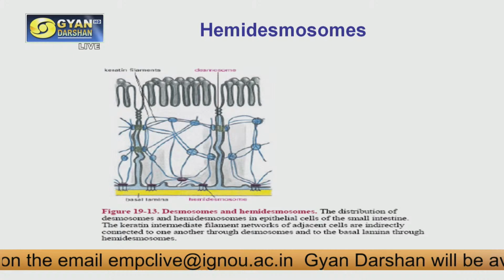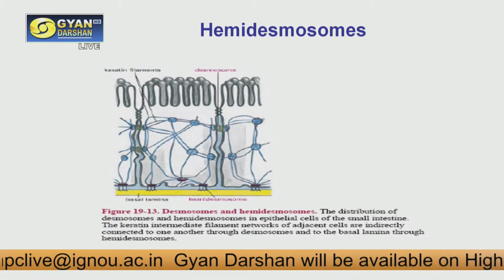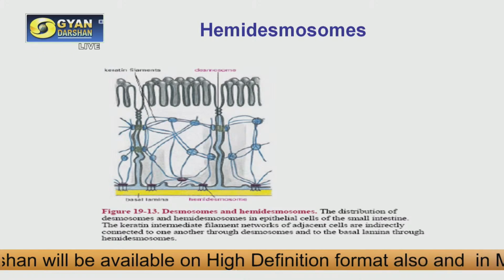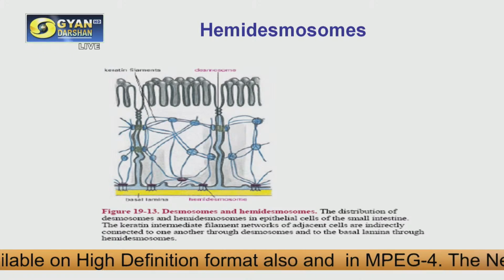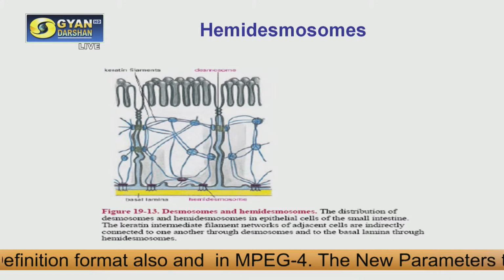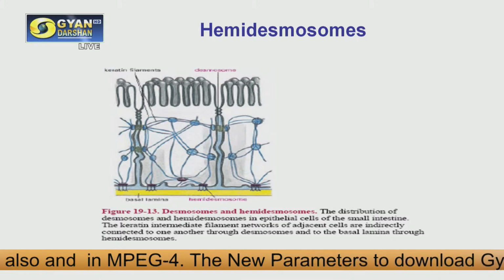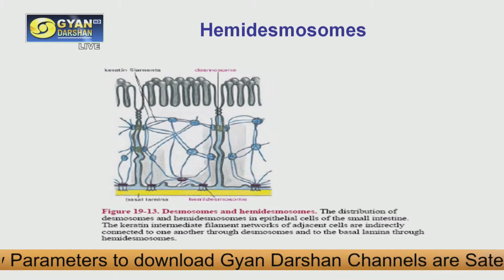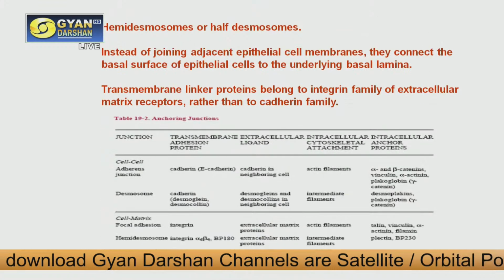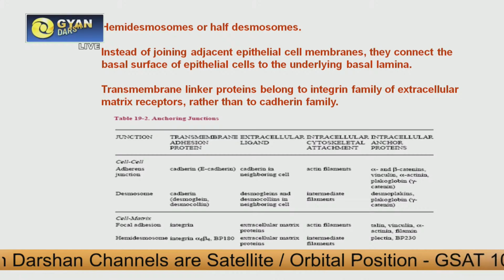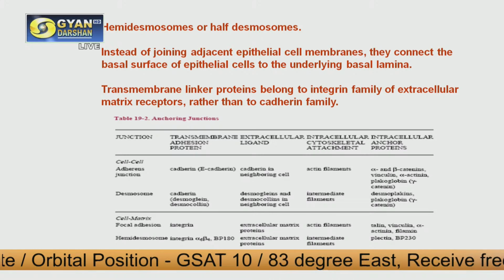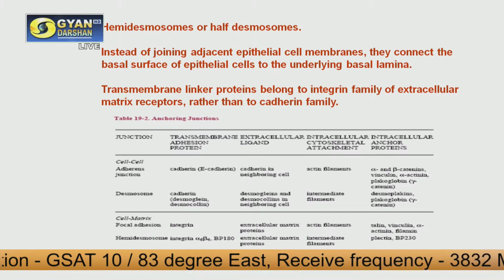Similarly, hemidesmosomes. Why hemidesmosomes? Because hemi means partial. Take the distribution of desmosomes and hemidesmosomes in the small intestine, for instance: the keratin intermediate filament networks of adjacent cells are connected to one another through desmosomes, and to the basal lamina through the hemidesmosomes. So hemidesmosomes, or half desmosomes, instead of joining the adjacent epithelial cell membrane, connect the basal surface of epithelial cells to the underlying basal lamina.